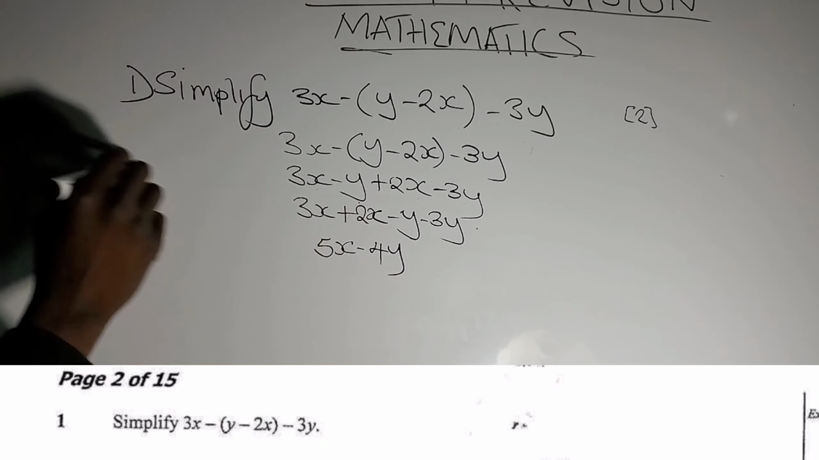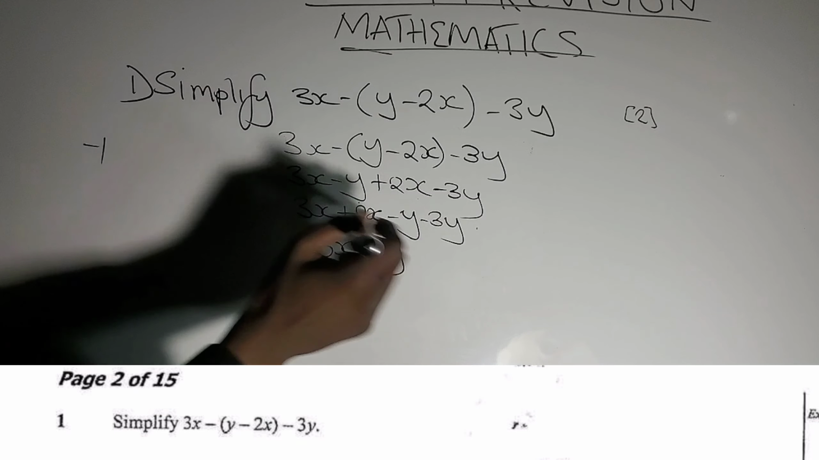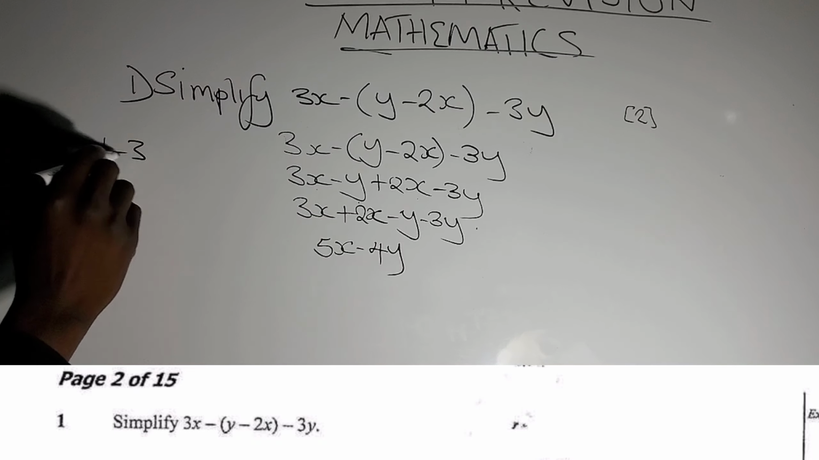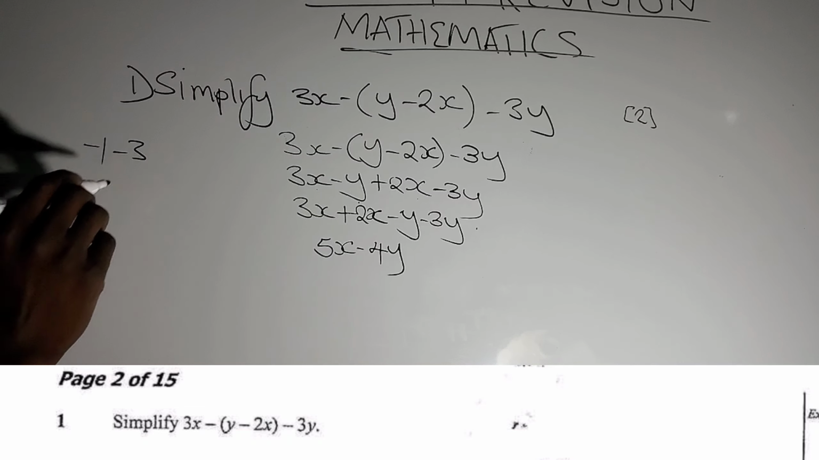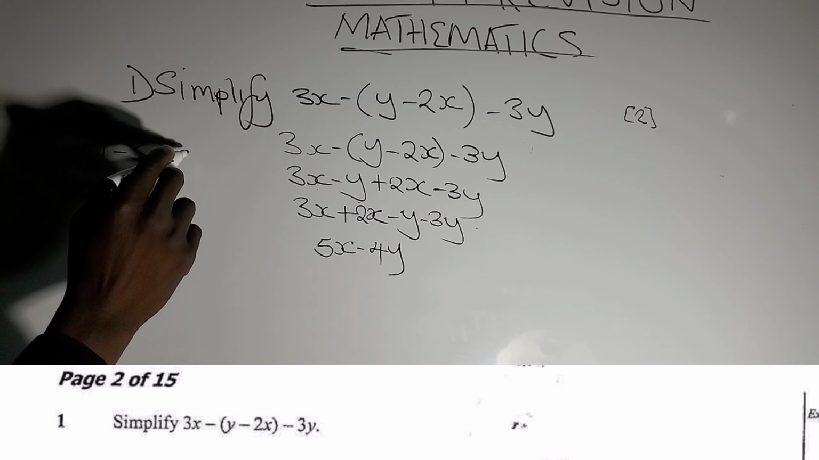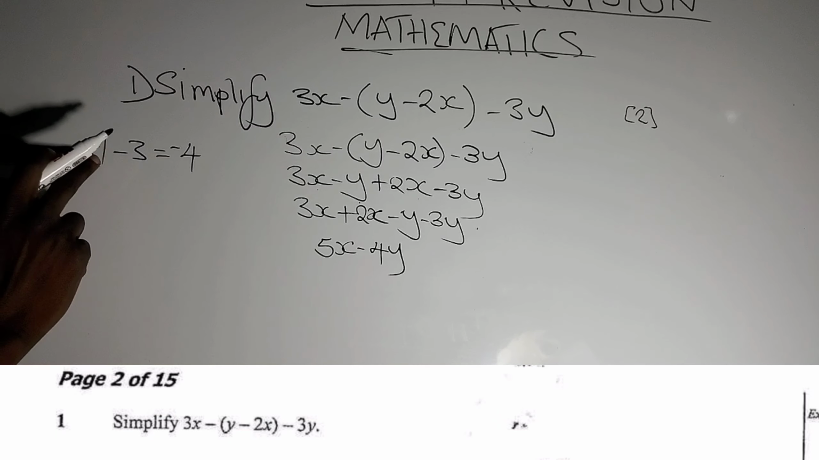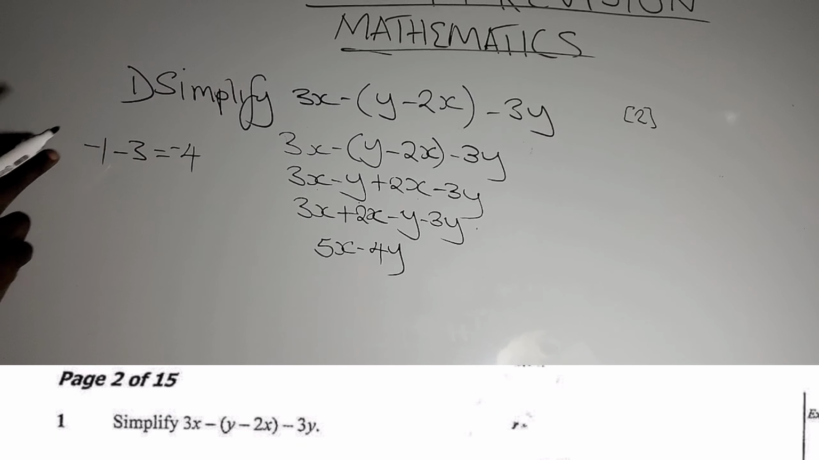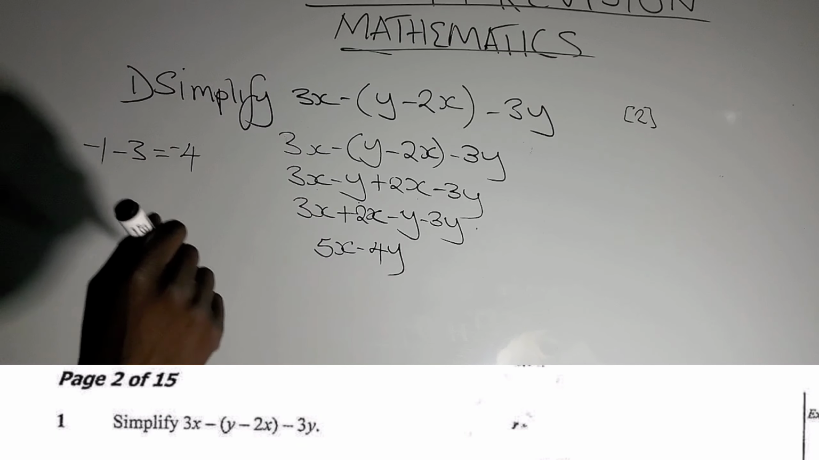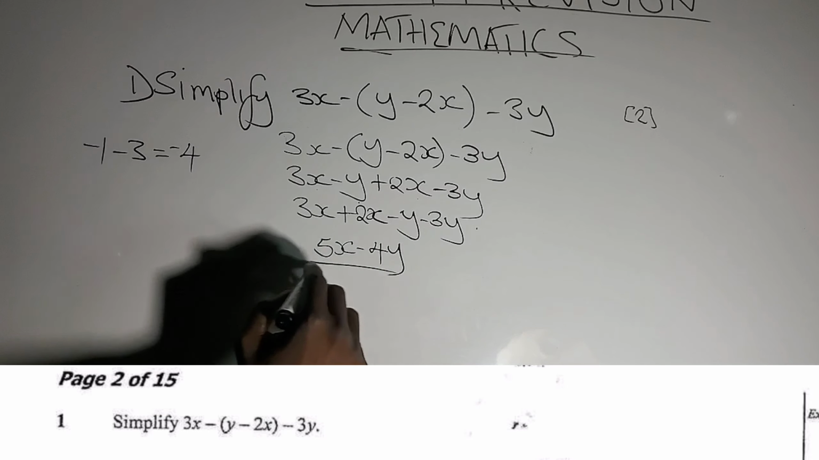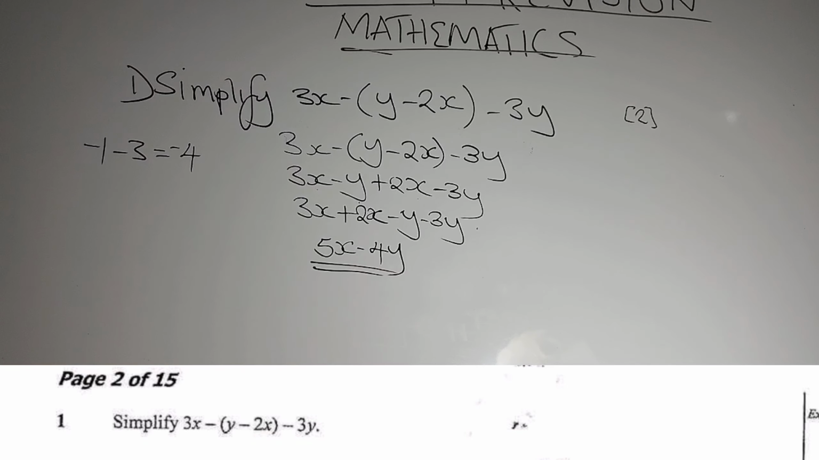So why is it so? Because in front of y here there is a negative 1, and in front of y that side you have a negative 3. When you have two negative numbers, simply add them and maintain the sign which is negative. So when you add 1 plus 3 is 4, the common sign is negative. So this is the answer to the first question.